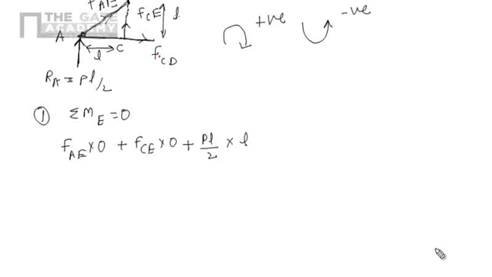Due to this FCD at point E, the moment will be FCD into the perpendicular distance, that is L. FCD into L, and its nature is anti-clockwise direction, so negative, equals 0.